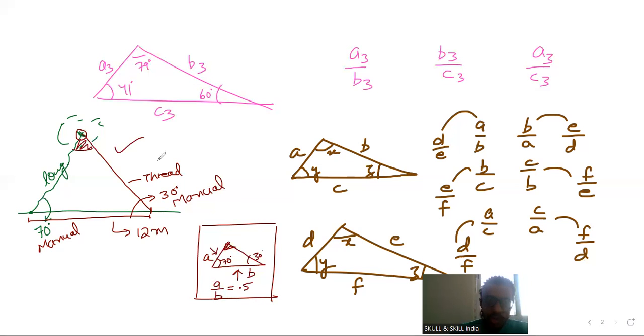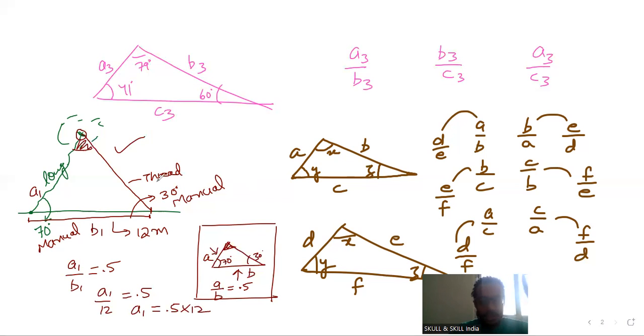This triangle has the same angles. That means this is A1 and this is B1. So A1 upon B1 will also be 0.5. So it will never change. But then you know B1 already. A1 upon 12 meters is equal to 0.5. So A1 is equal to 0.5 into 12.